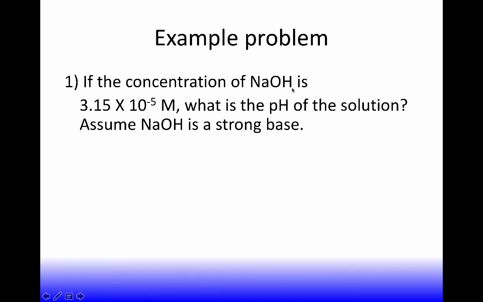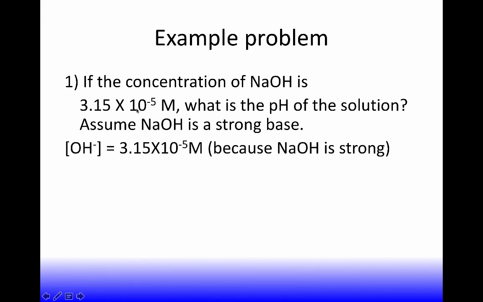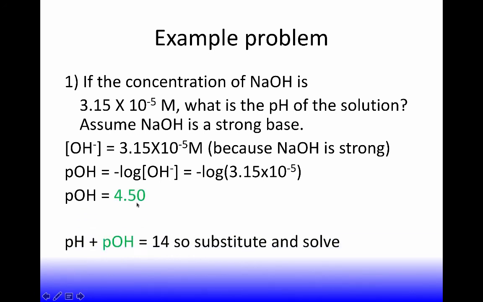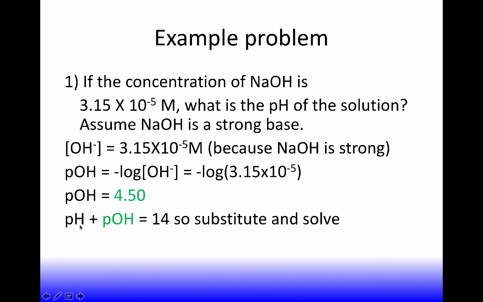Now again, we're going to get hydroxide ion concentration here, but we want to get to pH. Well, we can find pOH first. Okay, we know what the hydroxide ion concentration is because sodium hydroxide is strong. We plug that in and we can find pOH, and pOH is 4.5. Now if we use this formula, put in our value for pOH there and then solve for pH, we end up with a value of 9.5. So this is actually easier in many respects than using the Kw formula.